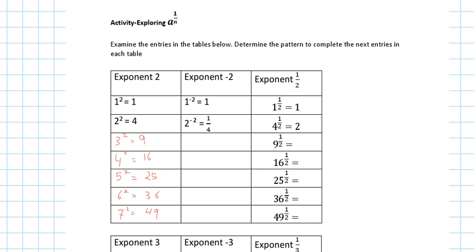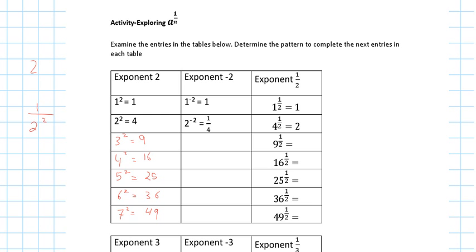Now what happens when I have an exponent of negative 2? What does that mean? What does that do to my base? If I have 2 to the power of negative 2, I have to flip my base and make my exponent positive. Do you guys remember that? So that would be 1 over 2, because if I flip the base 2, it becomes 1 over 2, and then to the power of positive 2. So it's going to be 1 over 4.